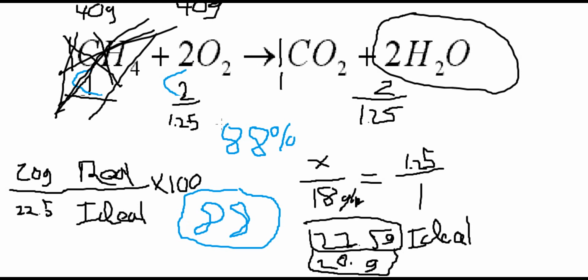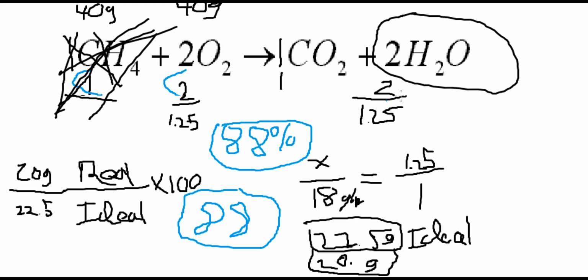If we actually got 22.5, then our percent yield would be 100 because we got 100% of what we needed. We got a little bit less, so we got an 88%, which isn't too bad. So that is how to find percent yield and to find theoretical yield.